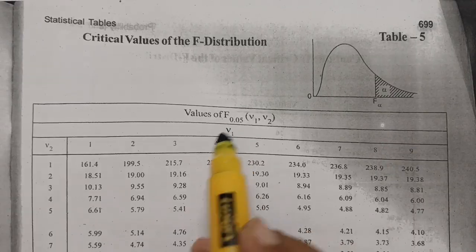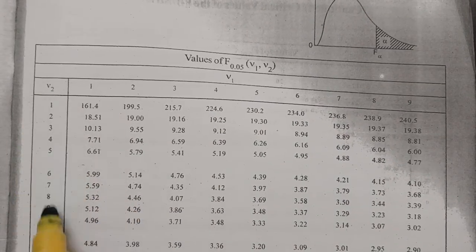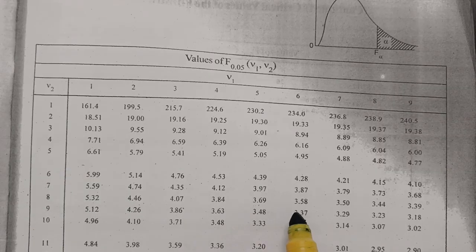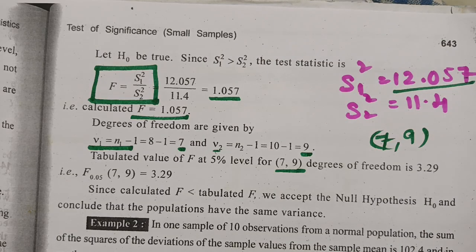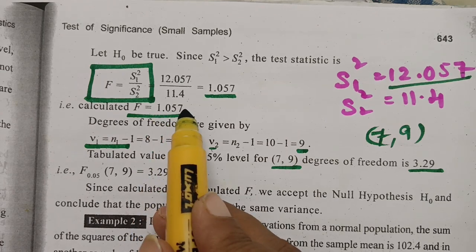So this is the V1 value, so we have to go with 7 and 9. And this is the V2 value, so we have to go with 9. So for 7 and 9, the value here is 3.29 from the table, and this is the calculated value, that is 1.057.